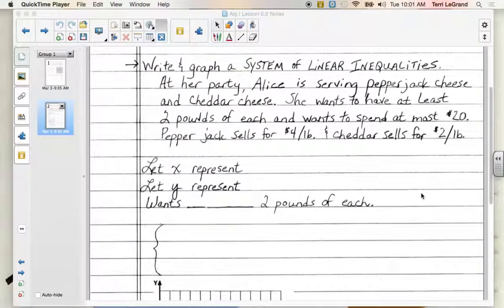Write and graph a system of linear inequalities. At her party, Alice is serving pepper jack cheese and cheddar cheese. She wants to have at least 2 pounds of each, and she wants to spend at most $20. Pepper jack cheese sells for $4 a pound, and cheddar cheese sells for $2 a pound.